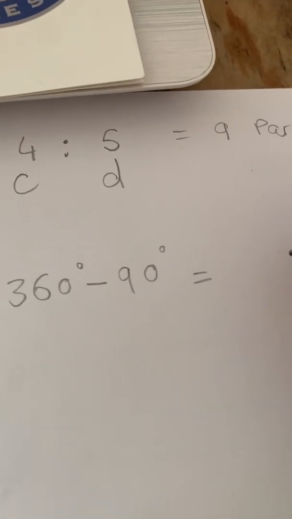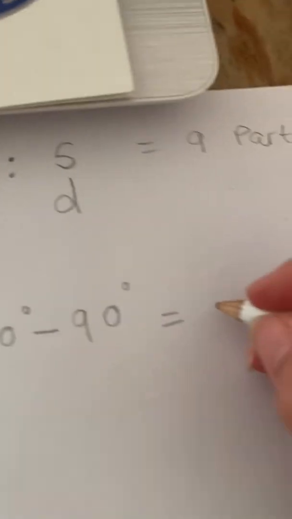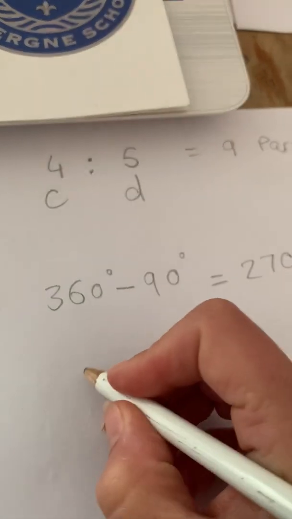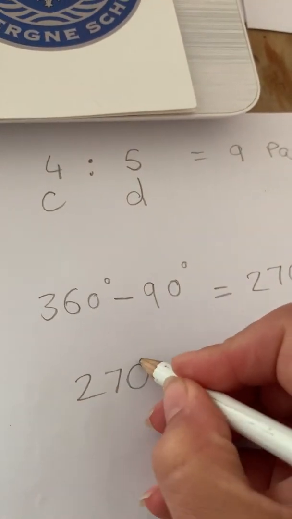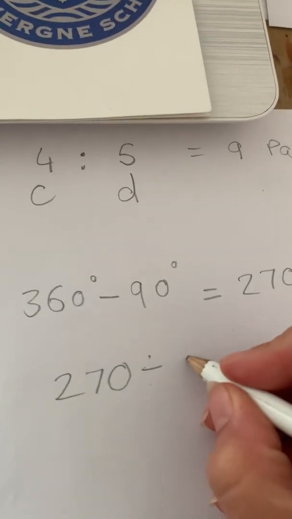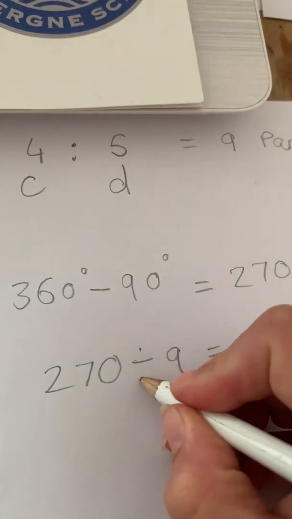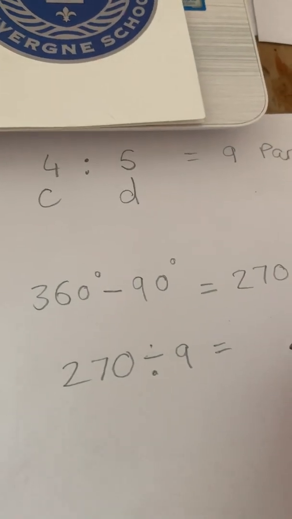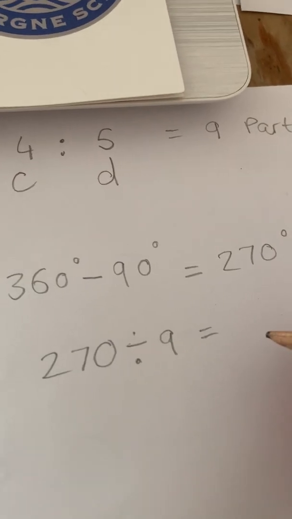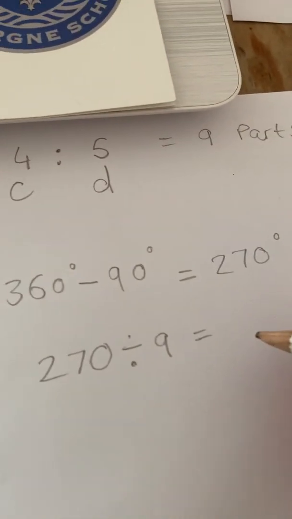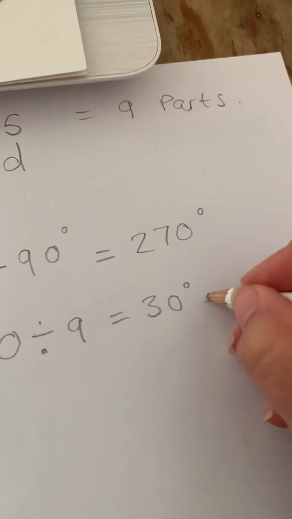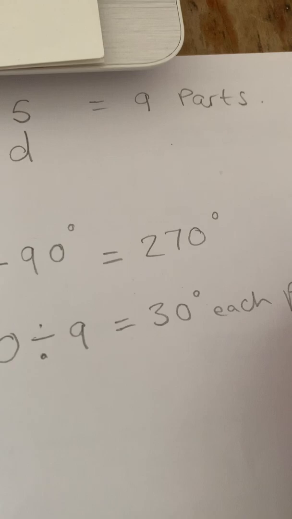So 90 from 360 will leave us with 270 degrees. Okay, now that we know that, that's what we're trying to find out, we're going to divide 270 by 9 parts. Now hopefully your times tables might help you with this, and you might automatically think, oh, I know 9 into 27 goes 3, so I know that 9 into 270 is going to equal 30 degrees. So each part is 30 degrees.